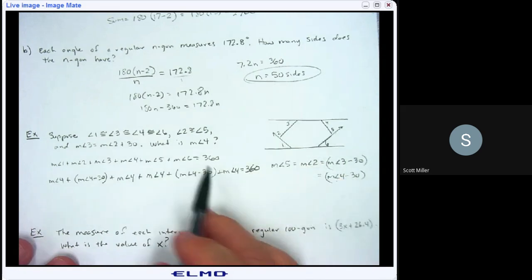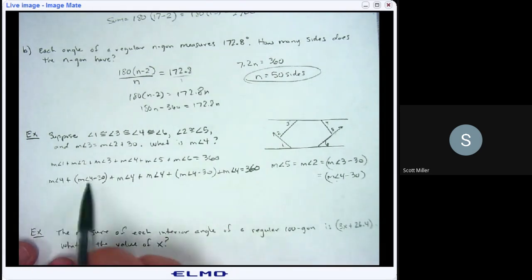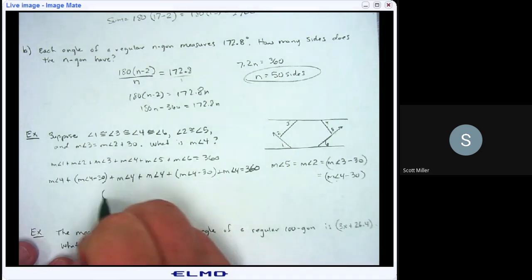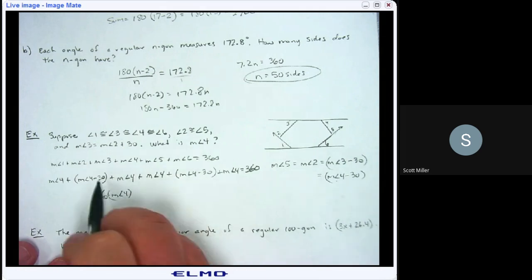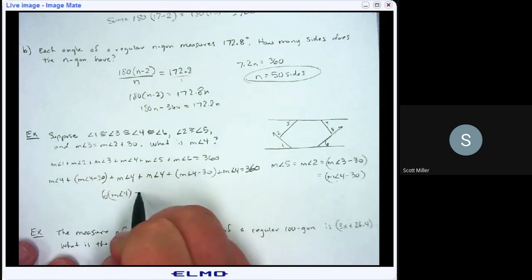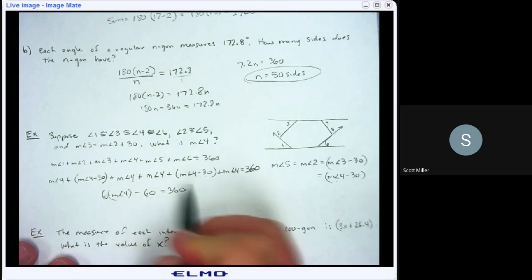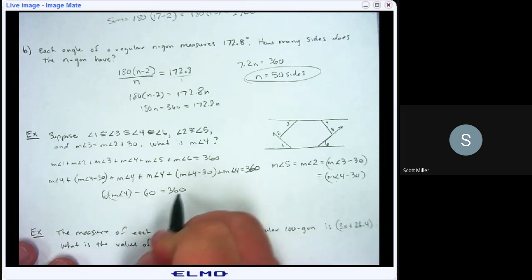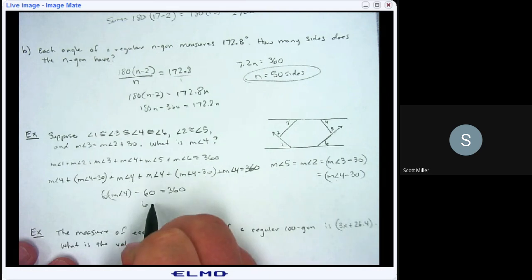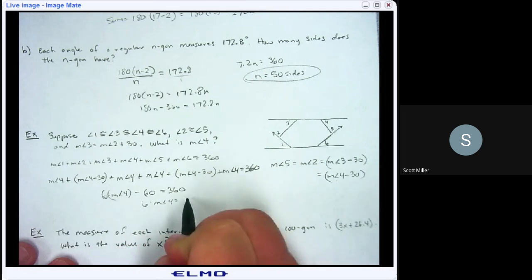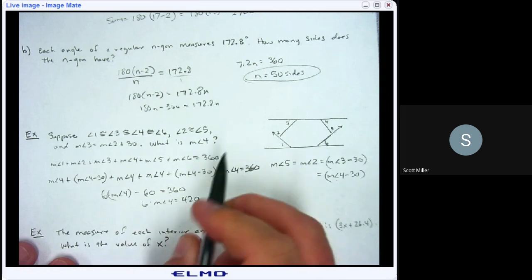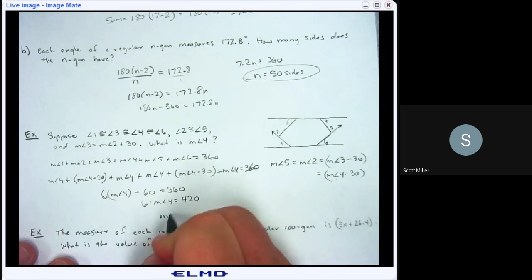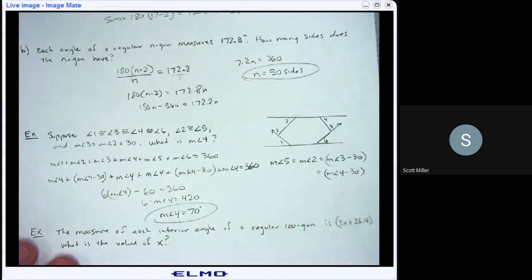And so what I've done is I've changed all these angles to an angle 4 equivalency. So how many angle 4s do I have in here? I got 1, 2, 3, 4, 5, 6 of them. I have 6 times the measure of angle 4. And then here I have minus 30 and minus 30, so that's minus 60. And then I can just work this out. Move the 60 by adding it. So I have 6 times the measure of angle 4 is 420. And so divide by 6, and the measure of angle 4 is 70 degrees. So that is a way to do this problem.